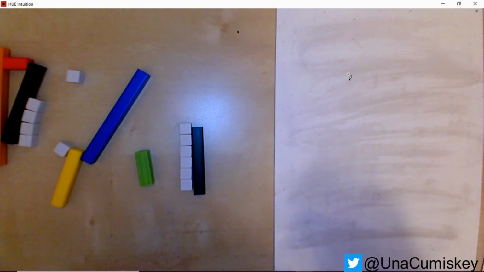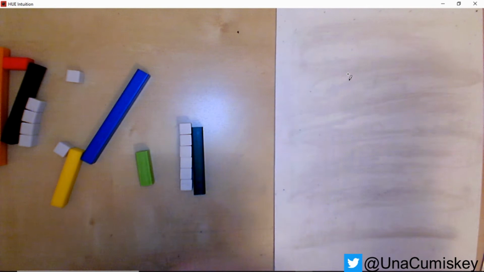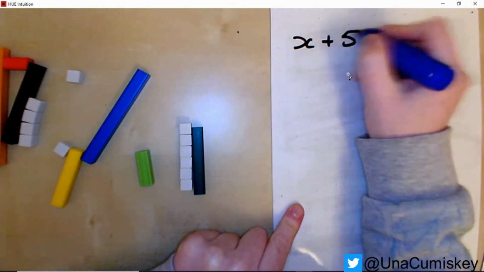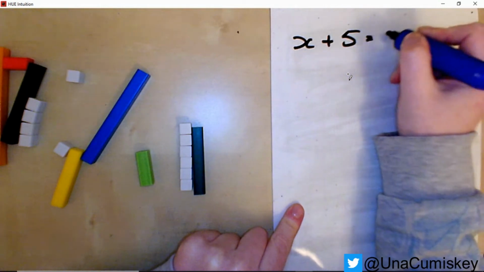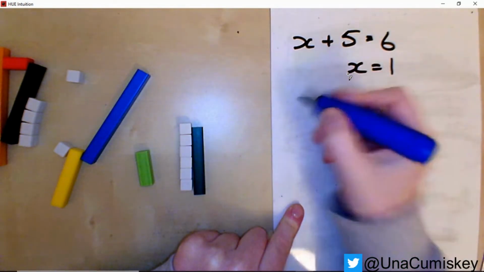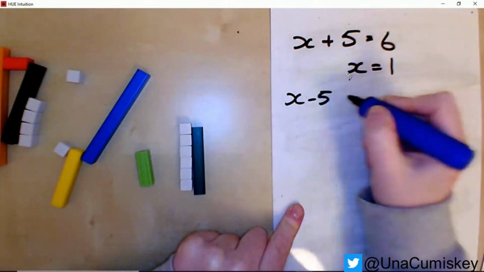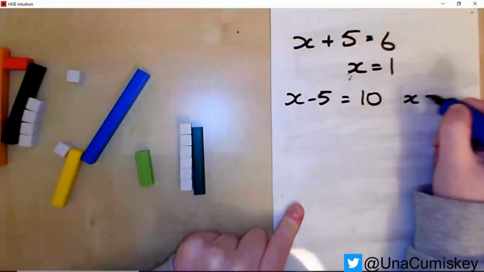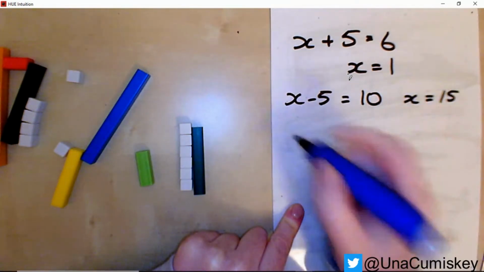To ensure the students don't think that the variable is constantly moving, it is one value to suit its situation, I then show them in the abstract. So just using simple equations, x add 5 equals 6. So here x is equal to 1. X subtract 5 is equal to 10. X is equal to 15.